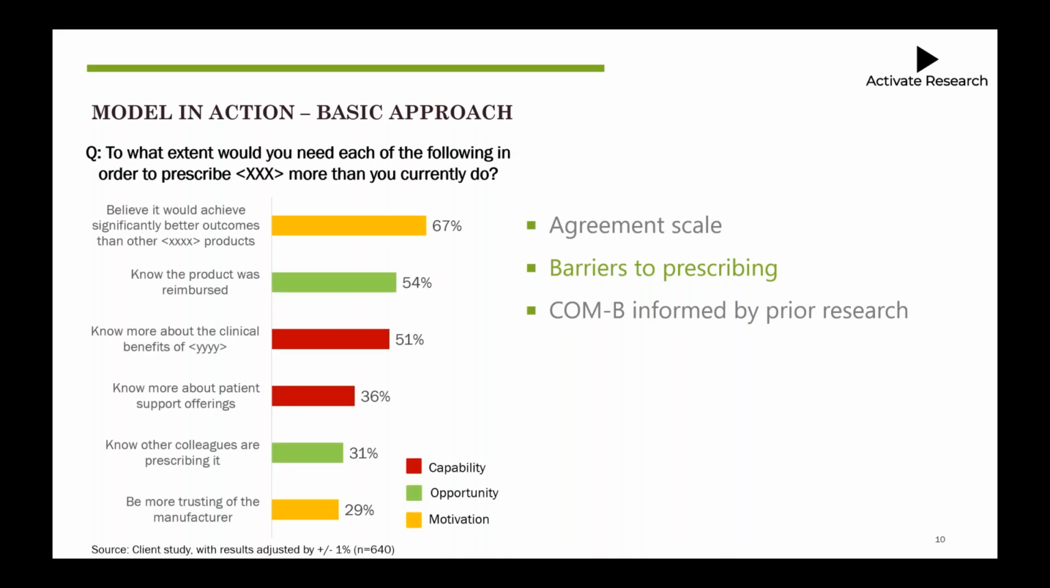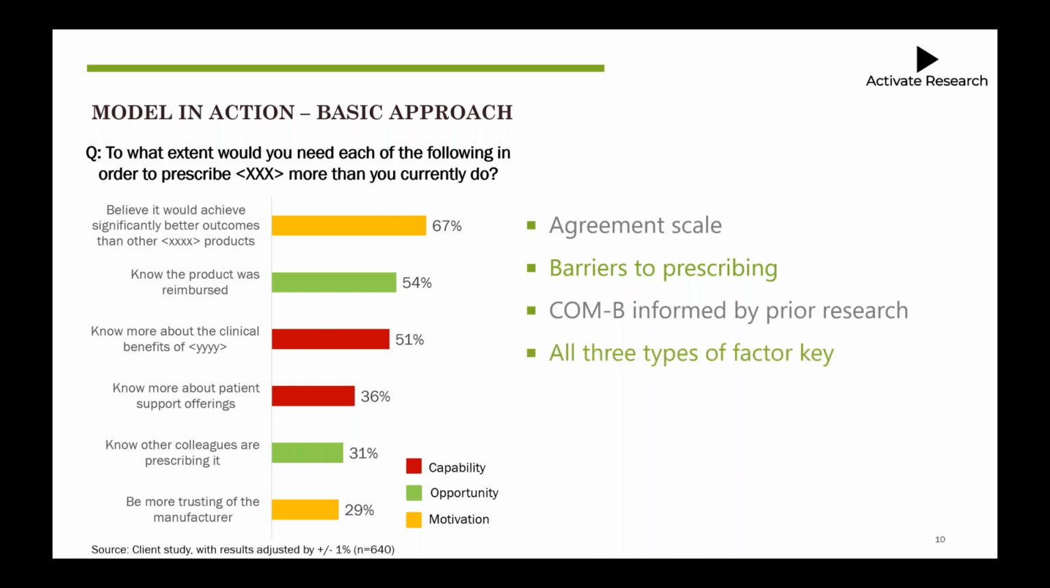So in simple terms, this was effectively all we did. We asked the question in the quant survey: to what extent would you need each of the following in order to prescribe this treatment X more than you currently do? As we can see, we flagged up each of these types of barriers from prior research, and we've classified each of them under one of those 3 key areas: capability, opportunity, or motivation.